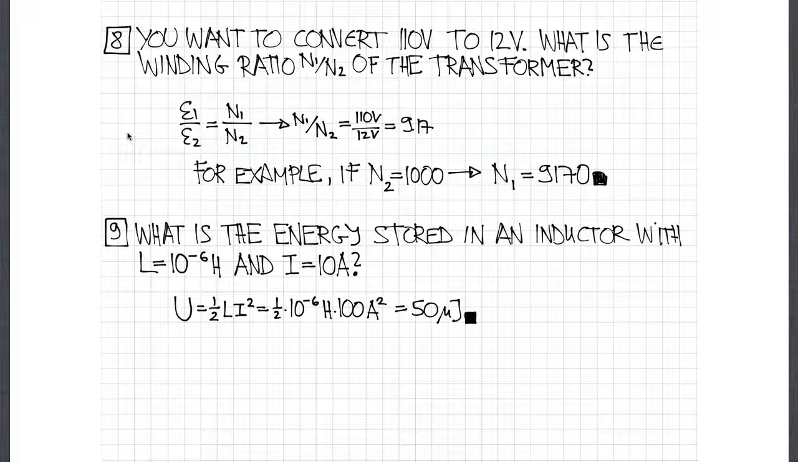For example, if on the secondary we have N2 equals 1000, this means that N1 will need to have 9170 windings such that you can convert 110 to 12 volts.